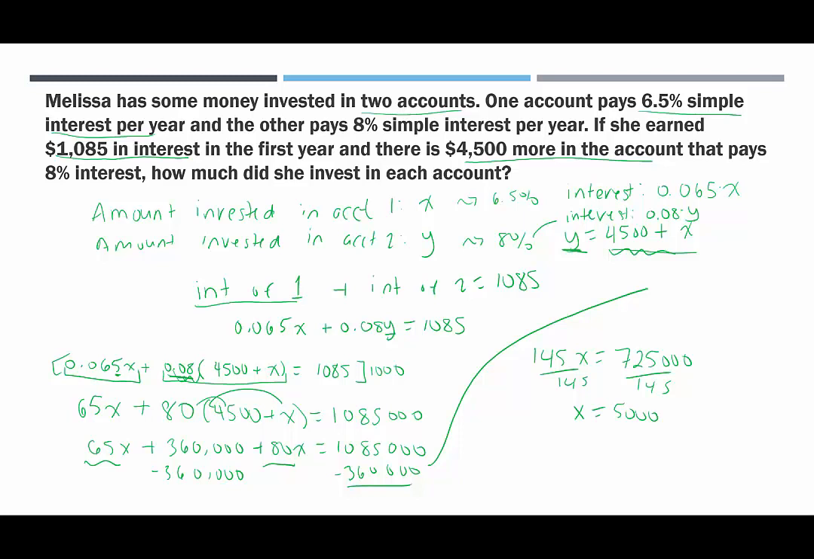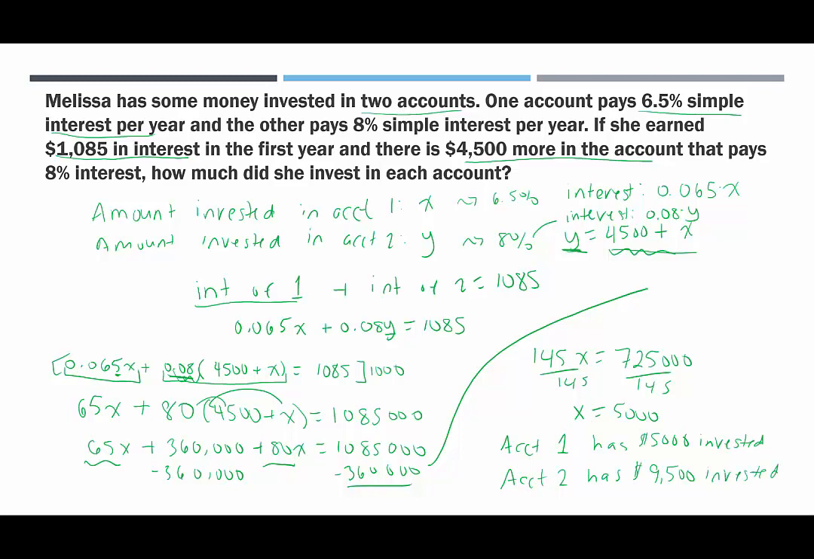Okay, how much did she invest in each account? So 5,000, what was x representing? The account with 6.5% interest. So I'm going to say account 1, which I labeled before, has $5,000 invested. And then how can I figure out how much is in account 2? Well, remember account 2 had $4,500 more. So in account 2, I'm going to add 4,500 to 5,000. I'm going to get 9,500 is invested.